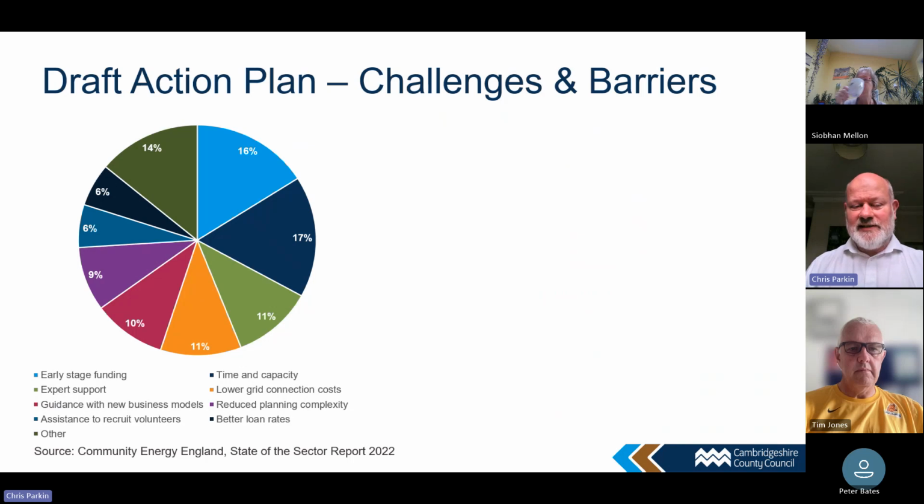So this is funding for feasibility studies and for development work to take projects through planning to get them to a stage where they're ready for people to invest in them. Then a catch-all other category at 14%, and then 11% of responses highlighting these barriers. We had expert support or lack of it, lower grid connection costs, and then at 10% guidance with new business models, reduced planning complexity at 9%, and two at 6%: assistance to recruit volunteers and better loan rates.